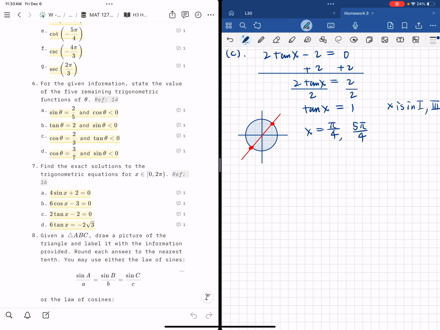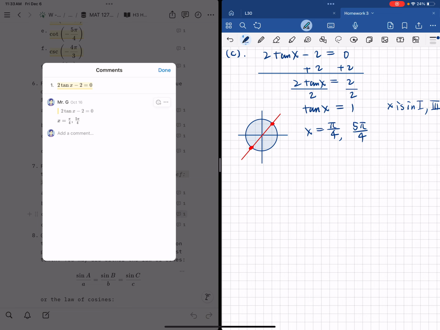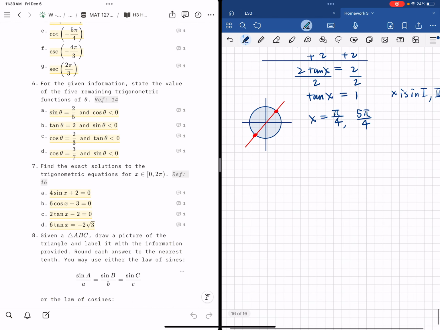And let's see if it's right. Yep. All right, part D. 6 tangent of x equals negative 2 radical 3. Okay, so this one, there's just one inverse operation. We divide both sides by the coefficient of tangent, which is 6. And I got tangent of x is negative radical 3 over 3.